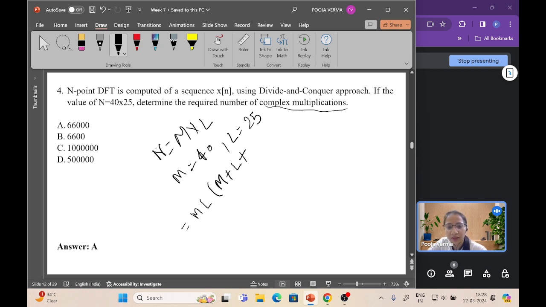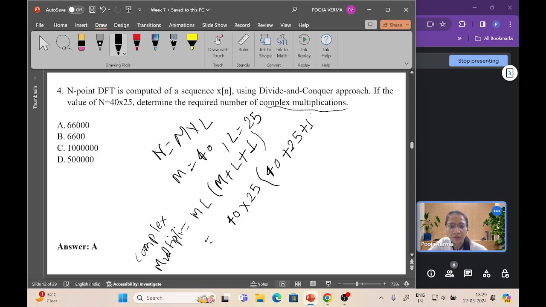M plus L plus 1 complex multiplications required. Total number of complex multiplications required. So M and L are given: 40 multiplied by 25, in brackets 40 plus 25 plus 1. So 40 multiplied by 25 plus 40 plus 25 plus 1.